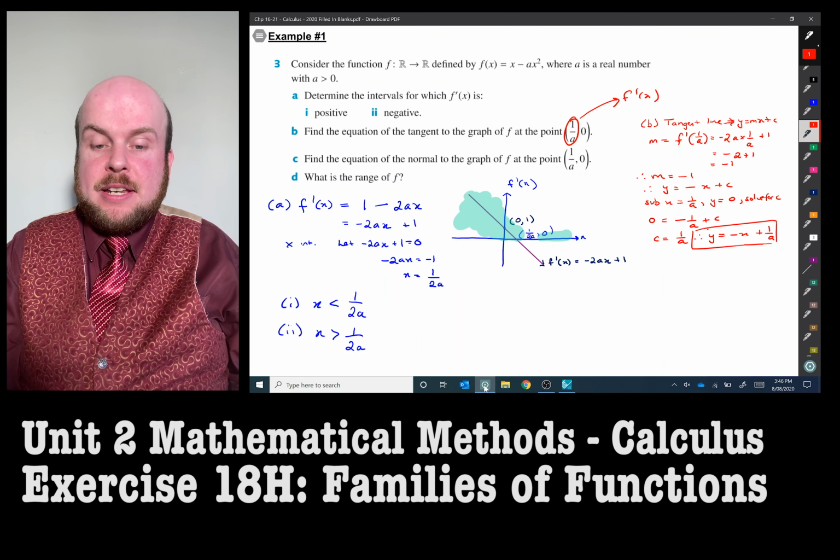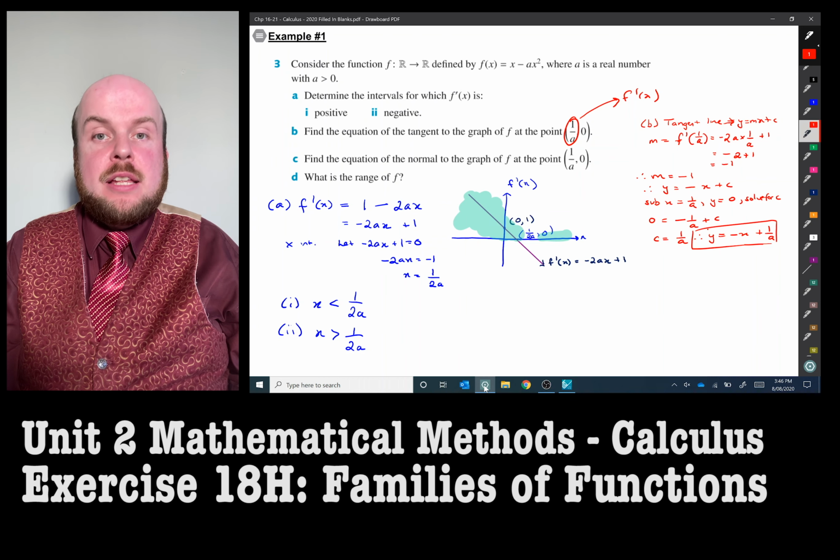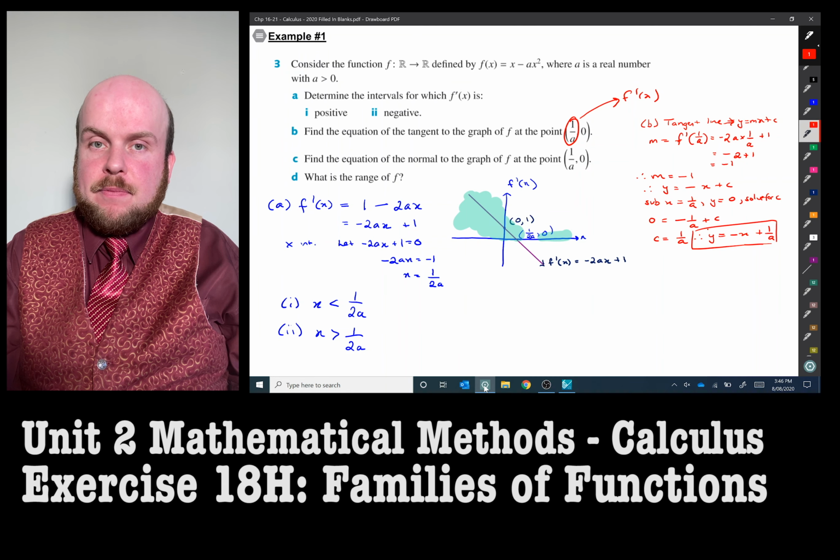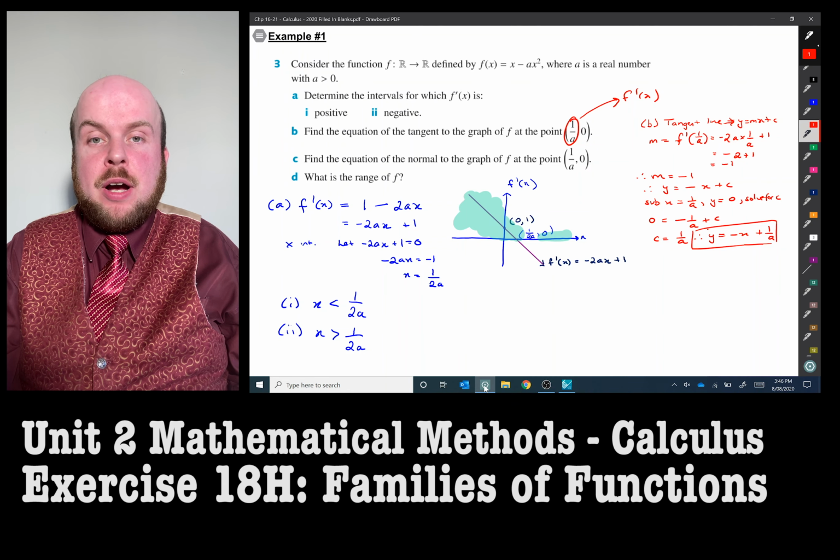And now for C, I need to find the normal to the graph of f. Thankfully, I've done most of the work for me. The normal is going to have a negative inverse gradient to the tangent. So rather than having an m equals -1, it's going to have a gradient of -1 over -1, which is equal to 1. Let's solve it accordingly.